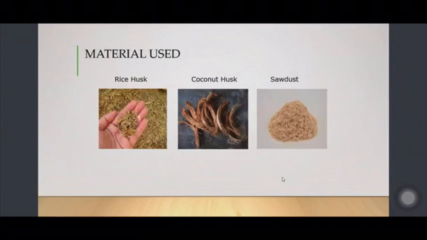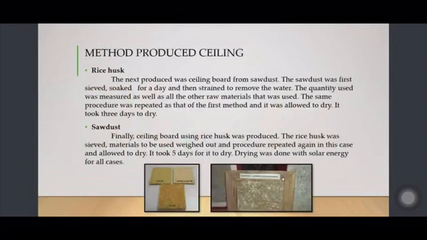Hi, today I want to present about the method to produce the ceiling. We use three materials: rice husk, sawdust, and coconut husk. First method, we use rice husk. First procedure, wash the rice husk. The rice husk was first sieved, soaked for a day, and then sieved to remove the water. Second, the quantity used was measured as well as the other raw materials that were used. The same procedure was repeated as the first method and is allowed to dry. It took 3 days to dry the material for rice husk.